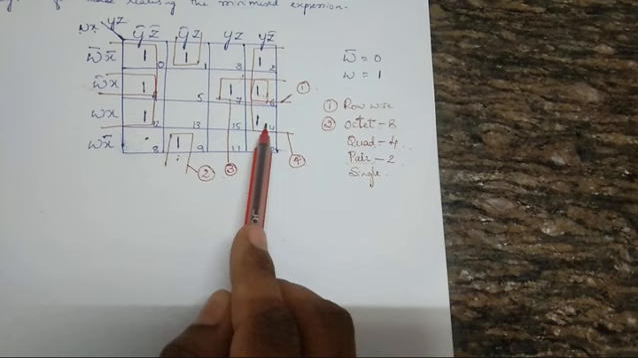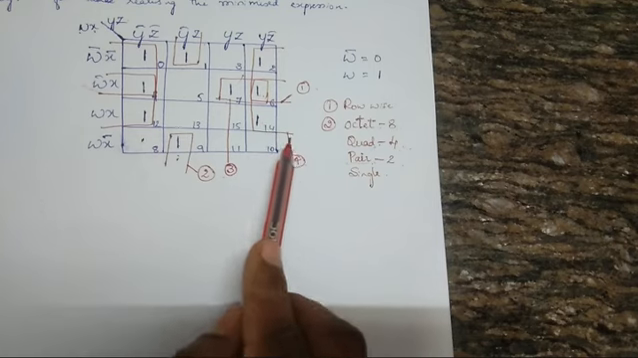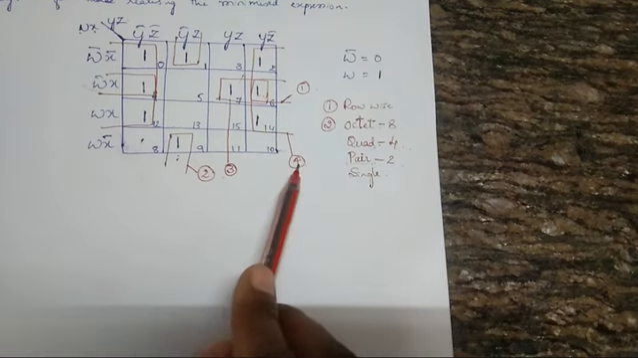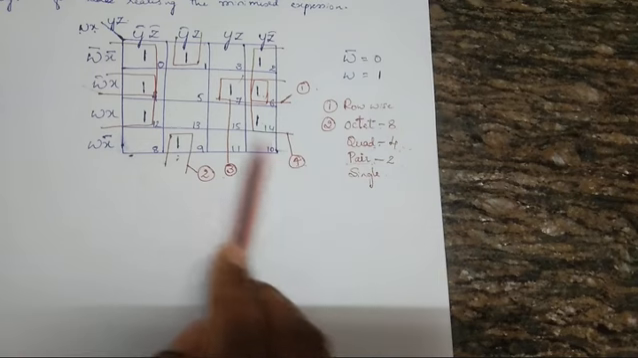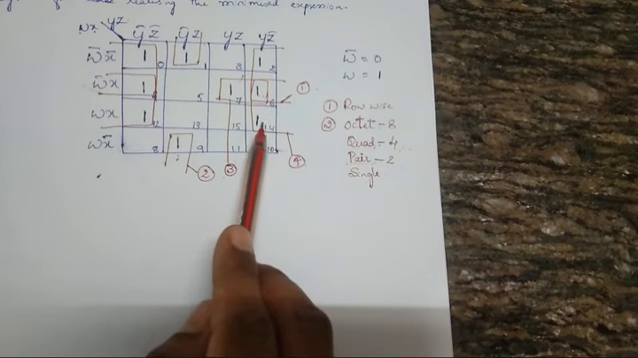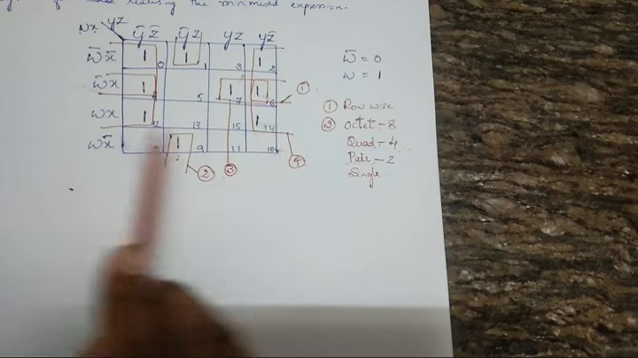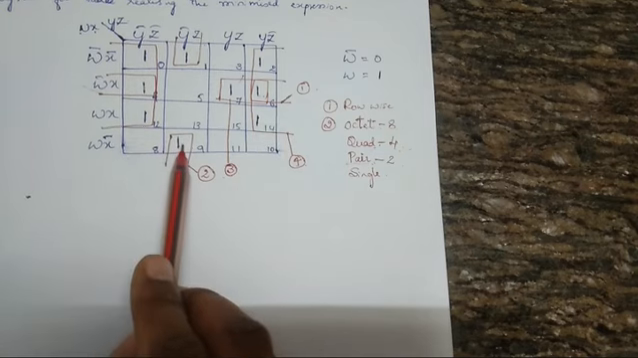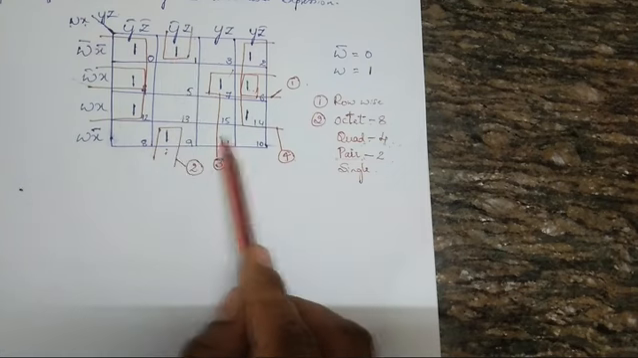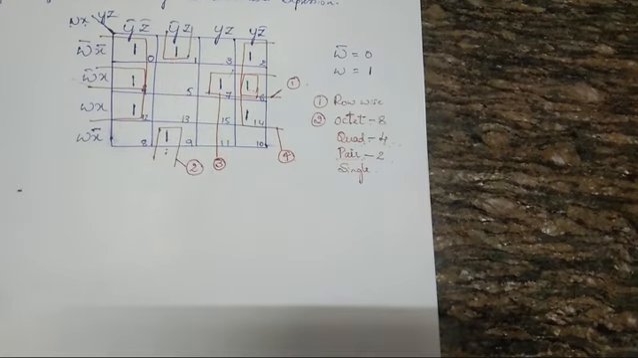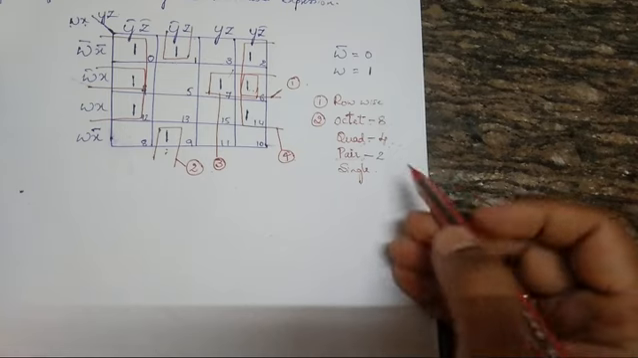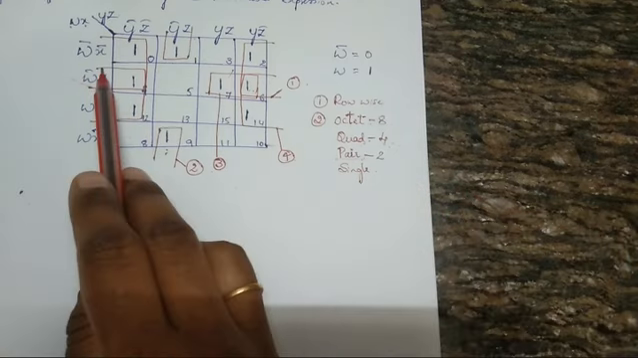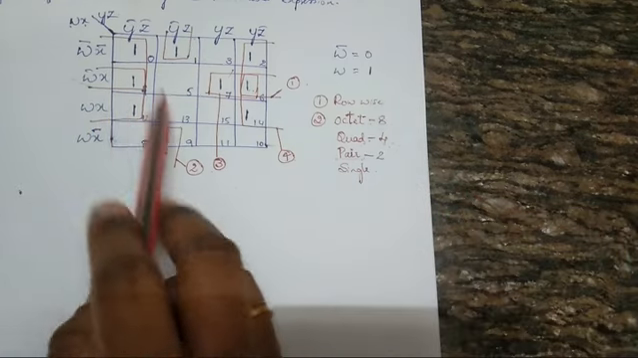Here there was a one before grouping this, but after grouping with group number 4, this one is already grouped. So no need to worry. And then here I don't have any ones. Here I have, but already grouped. Here I don't have, here I don't have. So I'm done with grouping the terms in my K-map.